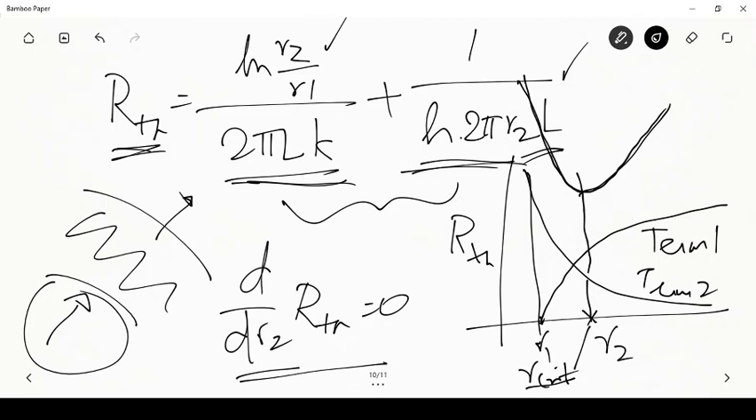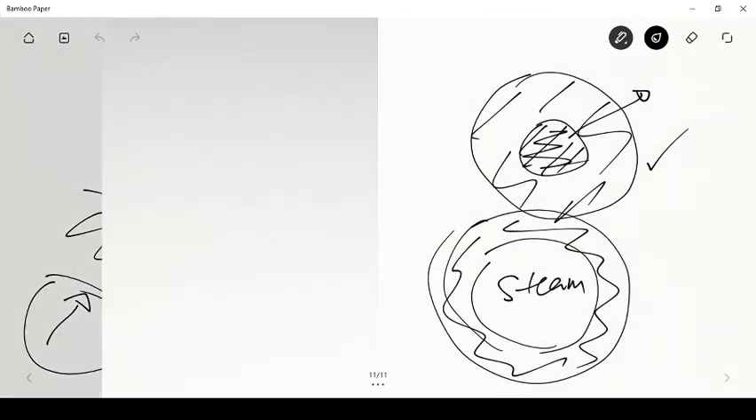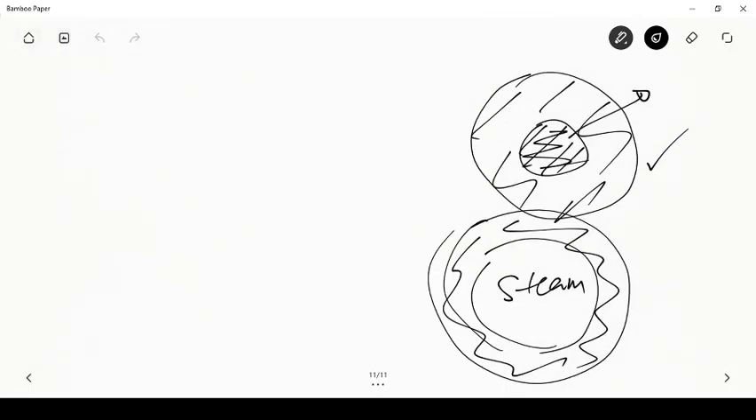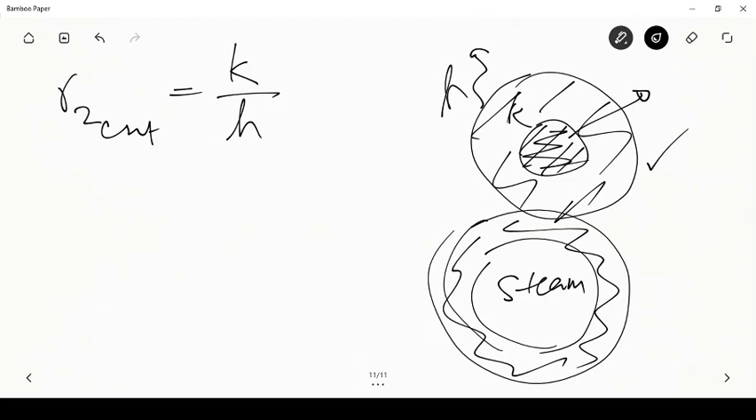So if we do that, I am not going to do the algebra here. I'll leave it to you to do as an exercise. You will get r2 critical for a cylindrical system works out to k divided by h, where k is the thermal conductivity of the insulation. So if this insulation has a conductivity k, and h is the heat transfer coefficient for convective heat losses outside, then the ratio k by h is going to give you the critical radius.